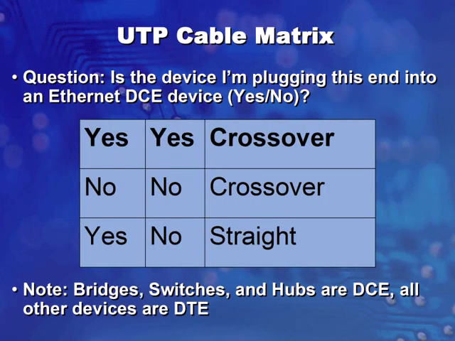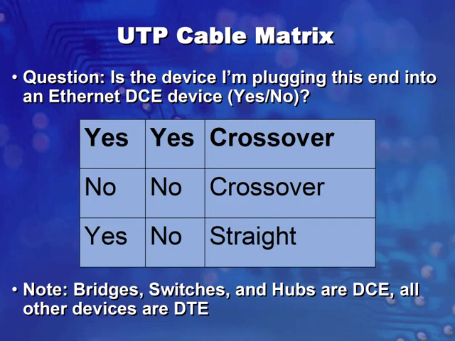So I came up with another way to do this cable matrix here, where you ask yourself a question before you plug in both sides. The question is: the device I'm plugging into, is this end an Ethernet DCE device? So it's a yes-no question. Now, a DCE device would be any bridge, switch, or hub.